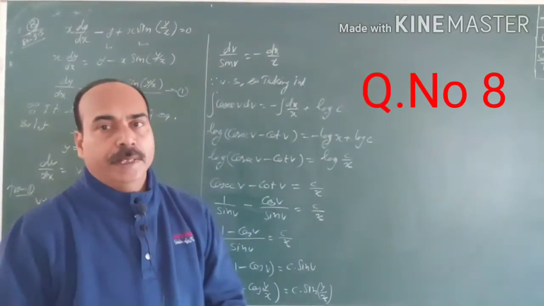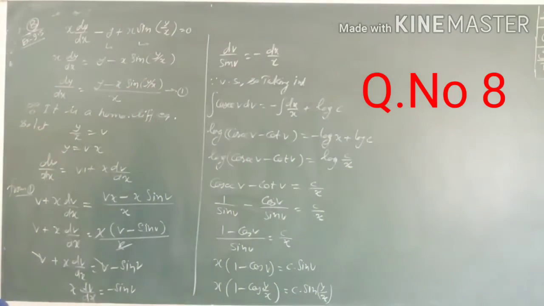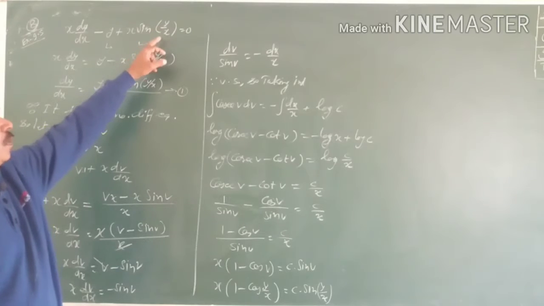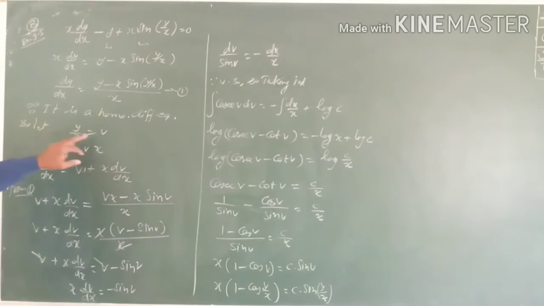Next, question number 8. In question number 8, x dy/dx minus y minus x sin(y/x) is equal to 0. Since y/x is written here, let y/x = v, then y = vx, and we will get dy/dx. So first find dy/dx.